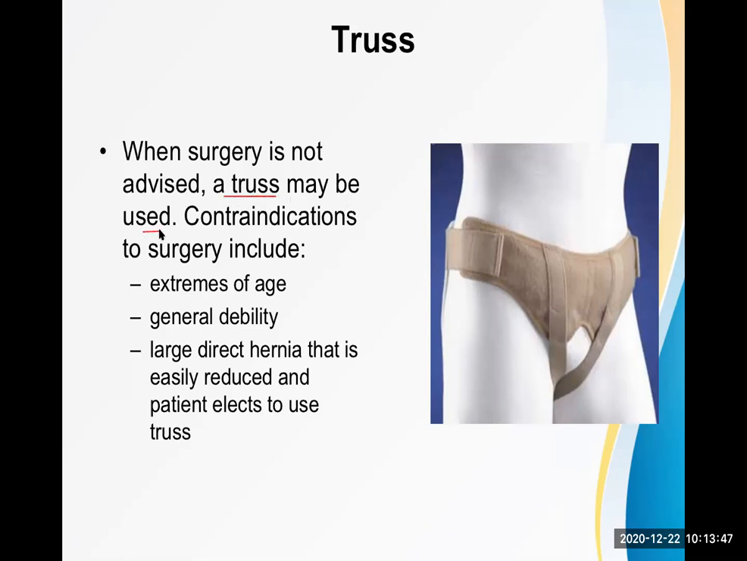So it may be used in those type of people where contraindication to surgery exists, like extremes of age. If the person is more than 80 or 85 years old, there may be so many other diseases in this patient, like hypertension, uncontrolled diabetes, COPD. So surgery may be risky. General debility, the person looks very sick or ill. Large direct hernia that is easily reduced, and patient elects to use truss.